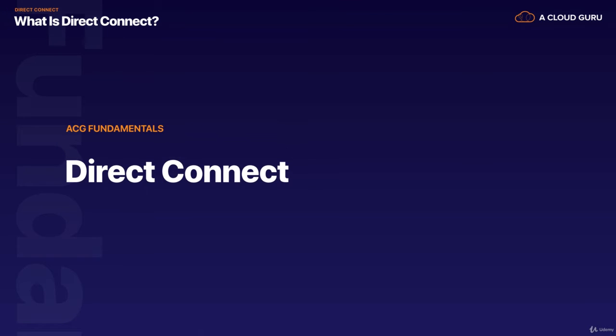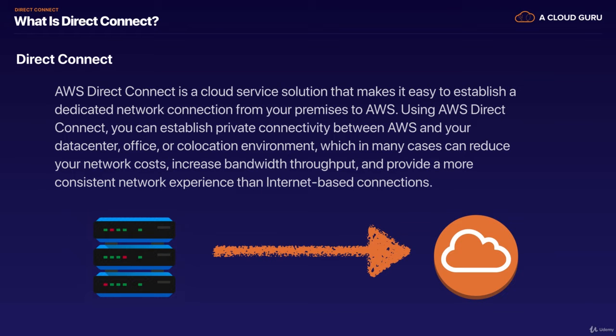So what is Direct Connect? Well, Direct Connect is basically a cloud service solution that makes it easy to establish a dedicated network connection from your premises to AWS. And using AWS Direct Connect, you can establish a private connectivity between AWS and your data center, your office, or a co-location environment, which in many cases can reduce your network costs, increase bandwidth throughput, and provide a more consistent network experience than internet-based connections. So essentially, it is a direct connection into AWS. It's done on dedicated lines.